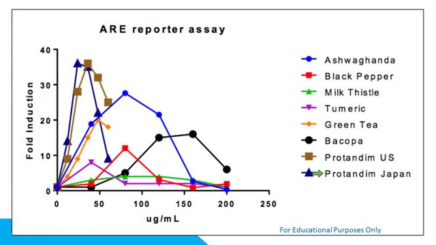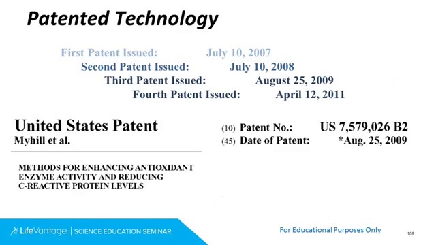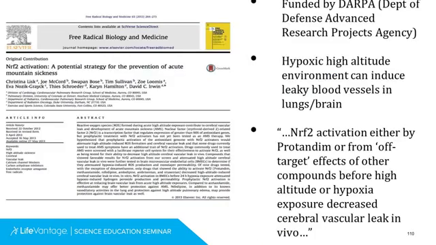I think that was the ashwagandha. And so they replaced that with black pepper for the Japanese version. But the NRF2 activation for both the U.S. and the Japanese were very, very similar, nearly identical. So Protandim actually has 7 patents now in the U.S. and 3 international patents because of that unique synergistic action.